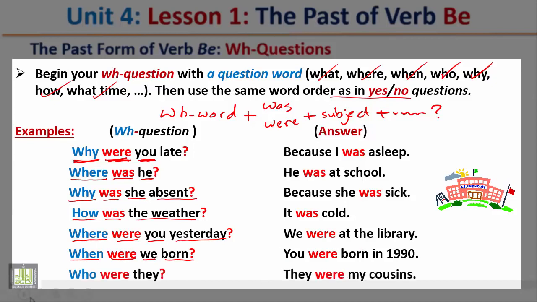Who were they? Again, start your question with a question word, followed by the verb, and then put the subject. Who were they? They were my cousins. So, in WH questions, we start with a question word, followed by the verb. After that, we put the subject, and then complete your question.